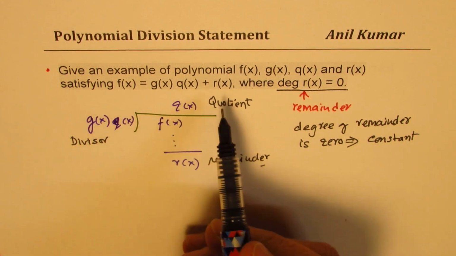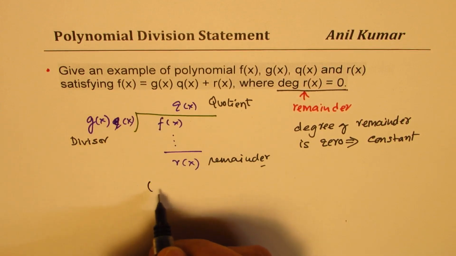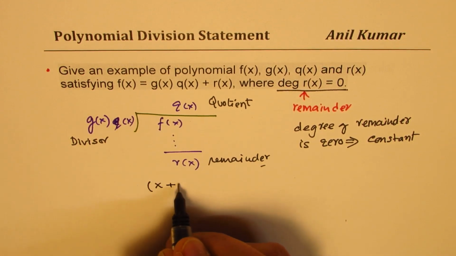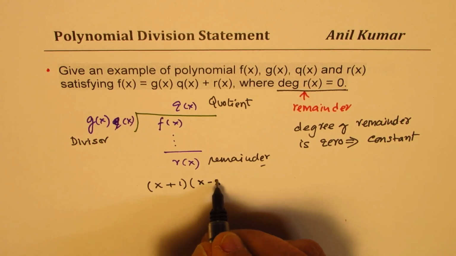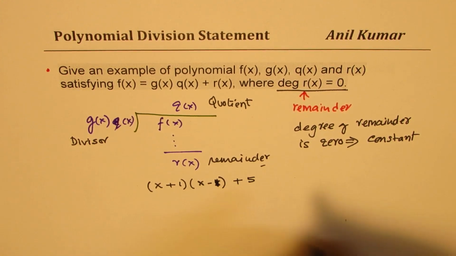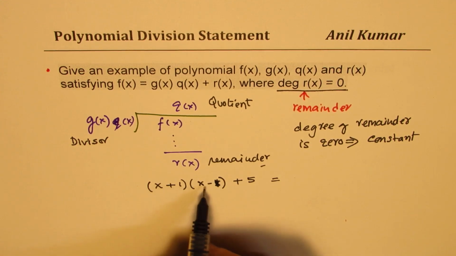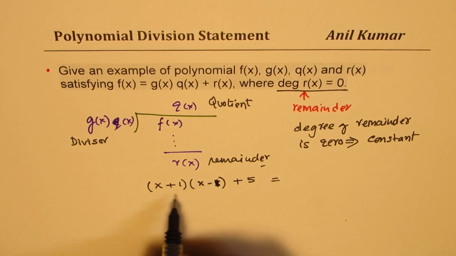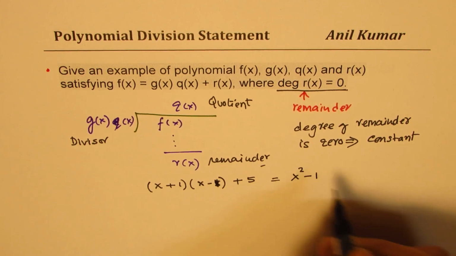Correct? So what could you have? For example, you could have something like this. Just take some number like x plus 1 times x minus 1. We can just multiply. It's easy, right? Plus, let's say 5 here. So we have these two here, x plus 1 times x minus 1. So when you multiply, you get x square minus 1, correct?